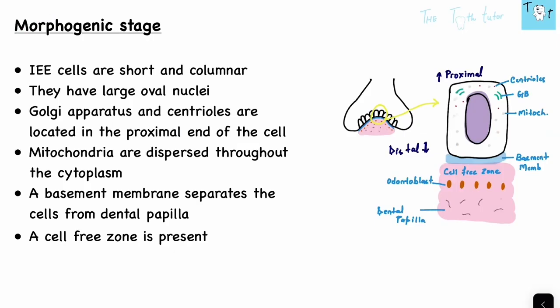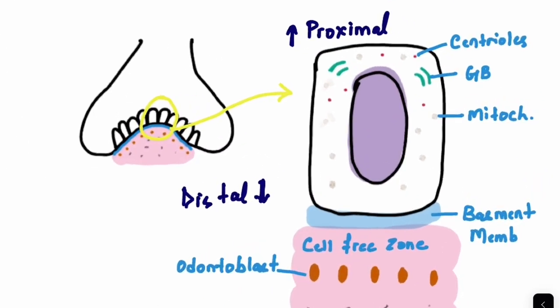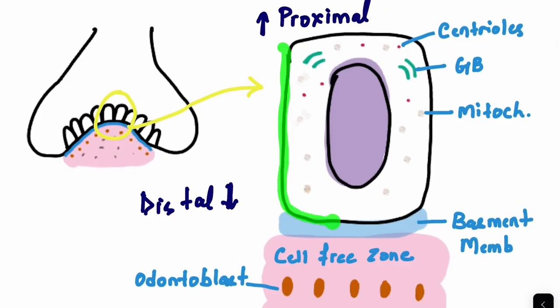Okay, now going to the first stage, which is the morphogenic stage. What happens is the inner enamel epithelium cells are short and columnar. So you have to study the structure of the cell. It is short and columnar, okay, and they have the Golgi bodies and the centrioles. I'll explain to you what is happening. So this is the cell, right? It is columnar, it is short. We have these Golgi bodies. This is the proximal end and this is the distal end.